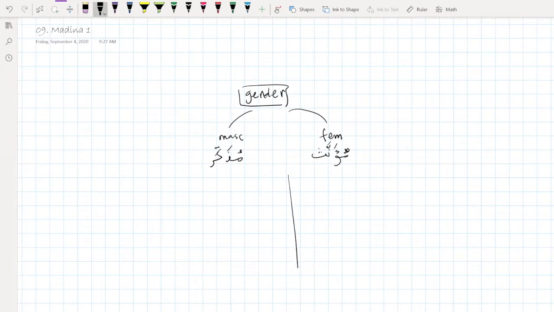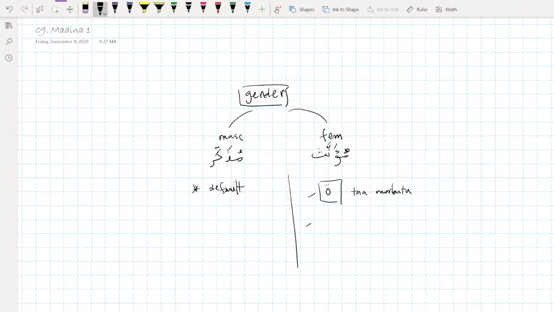The main thing we need to understand is that mudhakkar, masculine, is the default. The main thing is the ta-marbuta, which comes at the end of a noun. When we see a ta-marbuta at the end of a noun, it is a very clear indication that there is a 99% chance this word is feminine, mu'annath. We're not talking about the content, we're talking about the word.